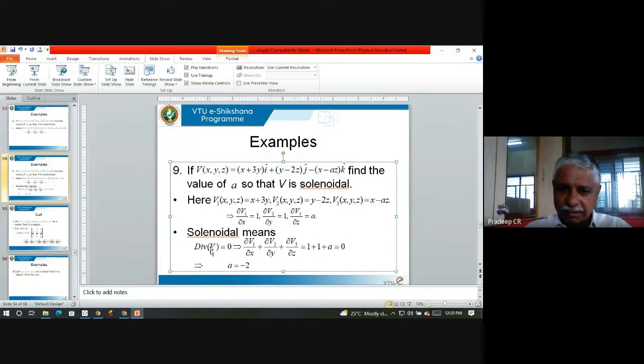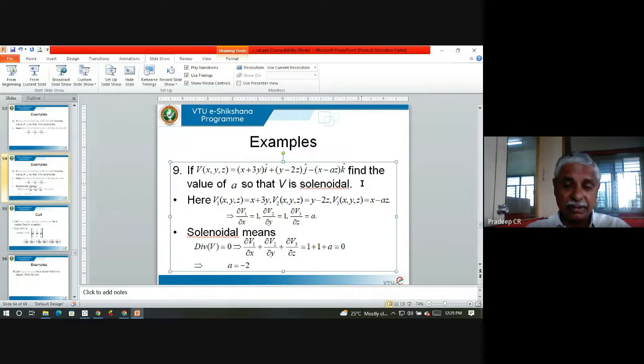So the divergence of V is this plus this plus this, which is 1 plus 1 plus A, which is 2 plus A, which means A is equal to minus 2. So if you put A equal to minus 2 in this, then this will be a solenoidal vector field. Solenoidal means divergence is 0.